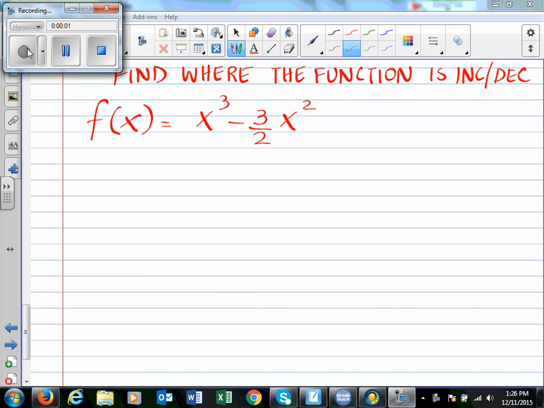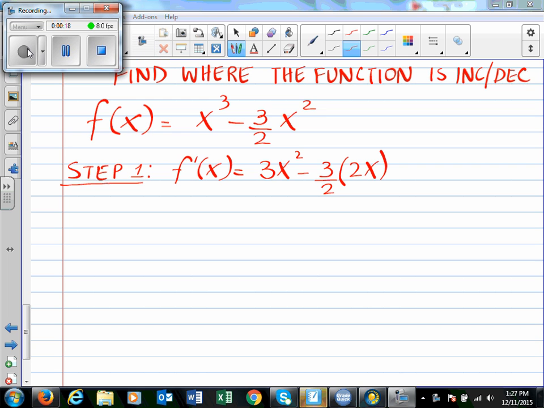the intervals where it's increasing or decreasing. So step 1 is going to be find the derivative. So f prime of x will be 3x squared minus 3 over 2 times 2x. So I'm just showing you everything, so you can cancel this off and you end up getting 3x squared minus 3x. So this is the first step where you are finding the derivative.